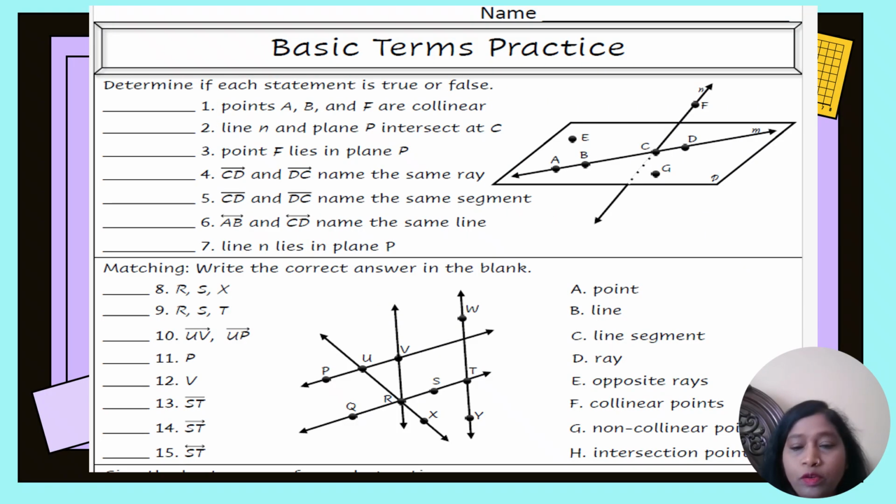Okay, guys, thank you so much for everybody's work. I can see some of you have written the other names with the correct format. Thank you so much. And let's go to the next slide, which says it's a basic terms practice. Figures are given to you, and it asks you to find the collinear points, the points which intersect, the point F, what are CD and DC, name the segment, and there you have some matching points too. Okay, let's go.